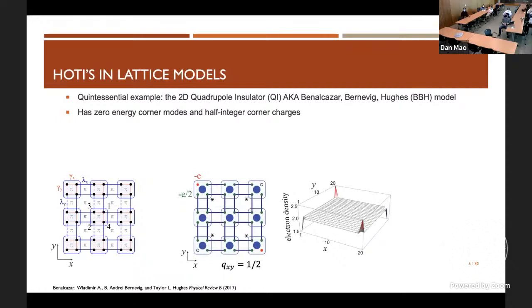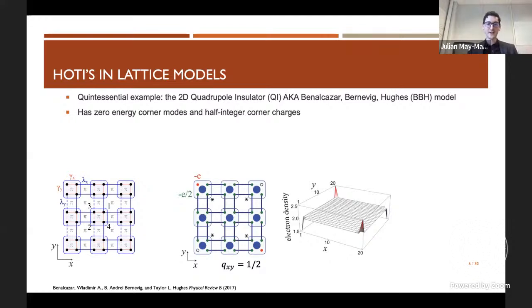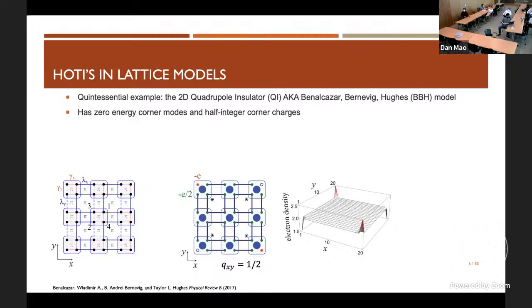The hallmark features of this system are that it has 0 energy corner modes, as well as half integer corner charges shown here. And these half-integer corner charges can be pretty well understood from the limit where you take the hopping within a unit cell, these orange bonds on the picture on the left, and set them to 0.